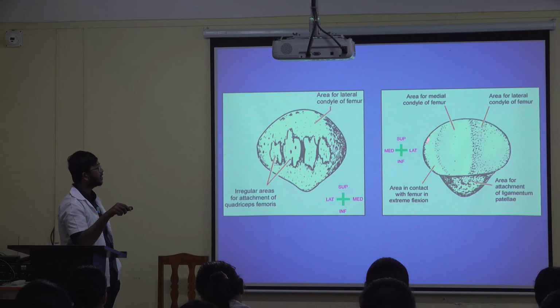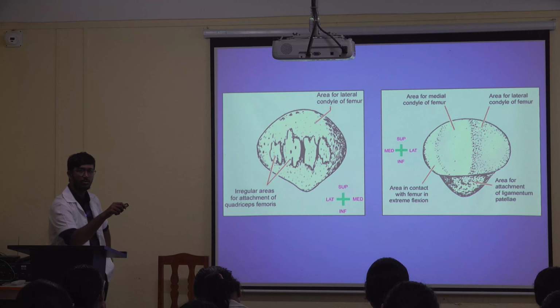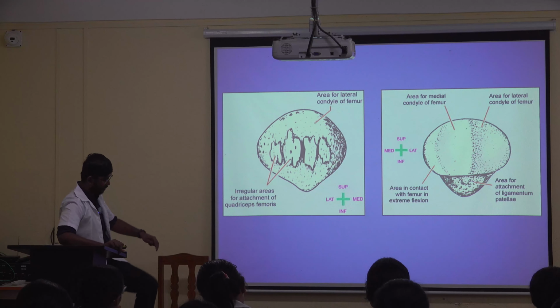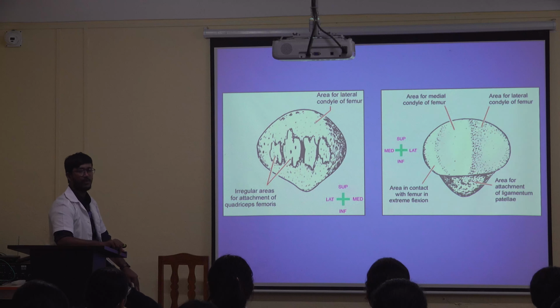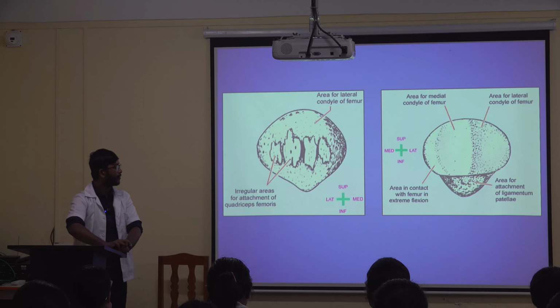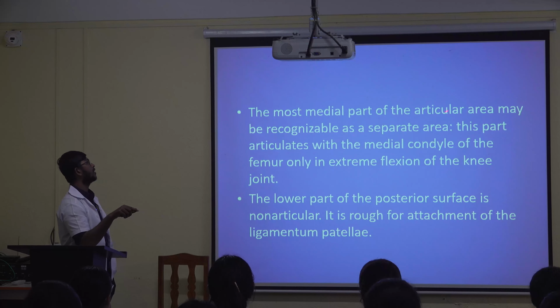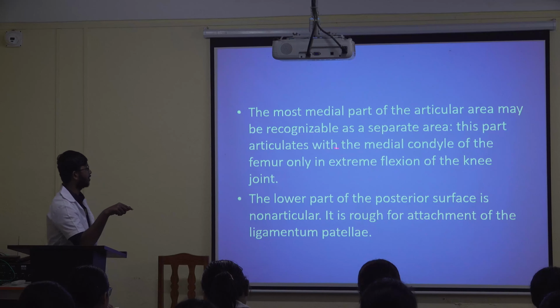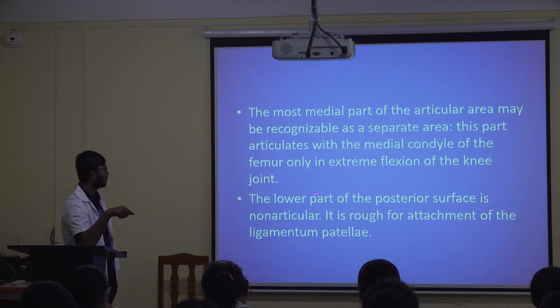So this part, in a normal leg, will not get involved. But in extreme flexion, you know, if this is bending of the knee, this is extreme flexion, as opposed to straightening of the leg. The most medial part of the articular area may be recognizable as a separate area. This part articulates with the medial condyle of the femur only in extreme flexion of the knee joint.